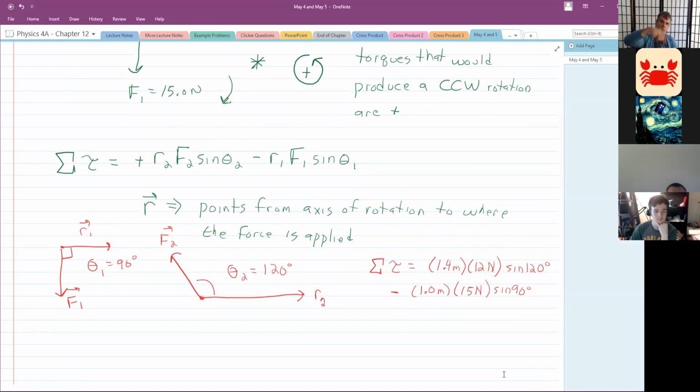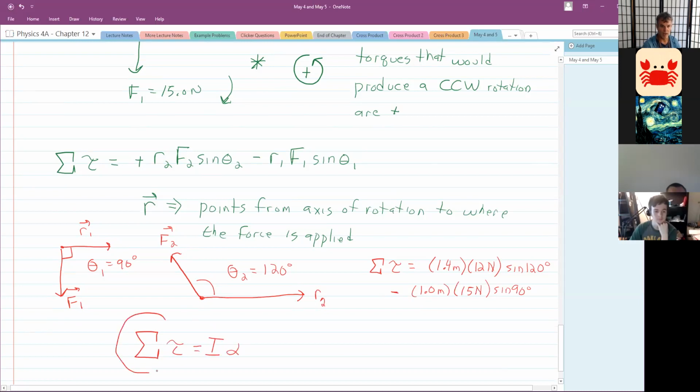Torques that produce a counterclockwise rotation are considered positive. Torques that produce a clockwise rotation are considered to be negative. And that's really torque in a nutshell. What we're going to see now, probably tomorrow, is that the sum of the torques on an object equals I alpha.